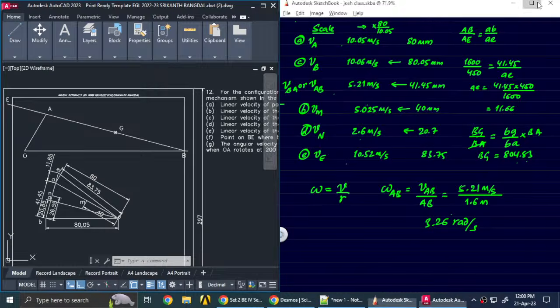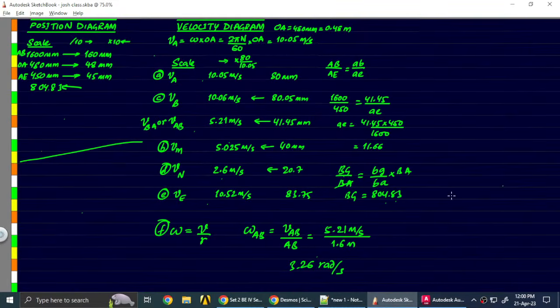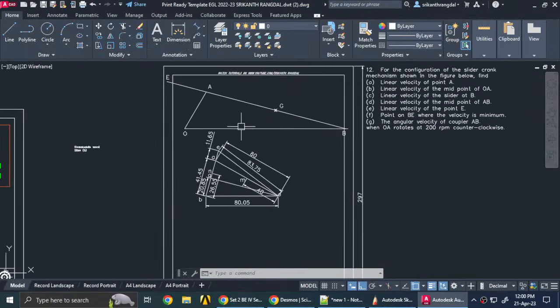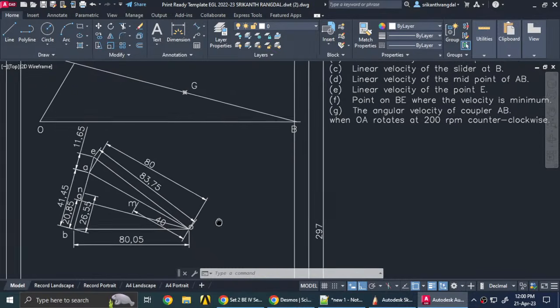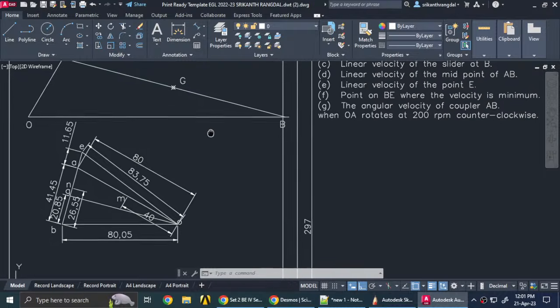So these are the scales that we have used, and these are the values that we have calculated over here. You can pause the video if you want to take a note of it, and here you can see the diagrams. First we have the position diagram, and then we have the velocity diagram. So you can pause this to take note of whatever you want to note down. So this is how we will be able to draw the velocity diagrams.